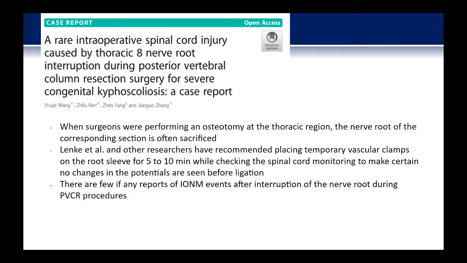So when surgeons are performing an osteotomy in the thoracic region, the nerve root often needs to be resected for technical reasons to perform the vertebrectomy. Lenke et al. and other researchers have recommended placing temporary vascular clamps on the nerve root sleeve for 5 to 10 minutes while checking the spinal cord monitoring to make sure there's no changes. But there are few, if any, reports of intraoperative neuromonitoring events after interruption of the nerve root.